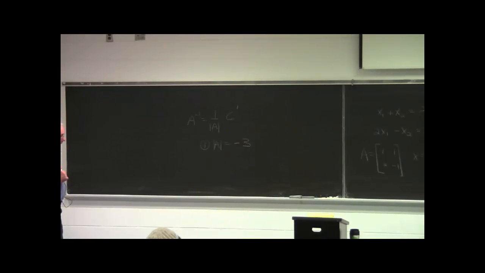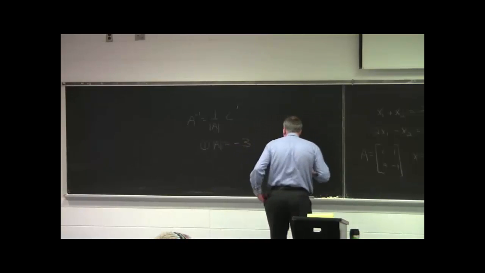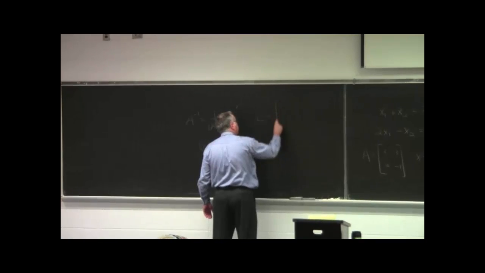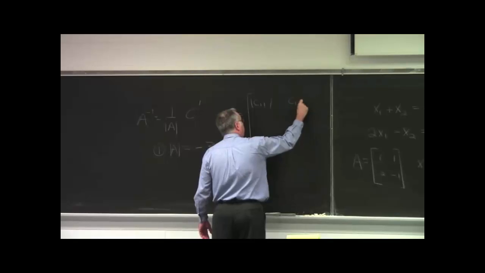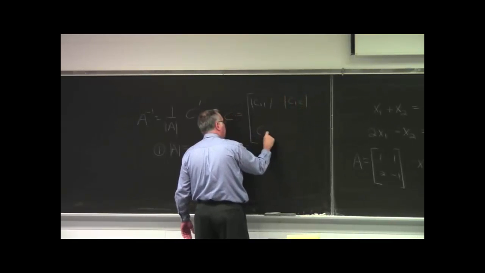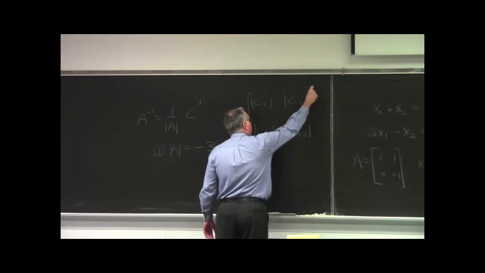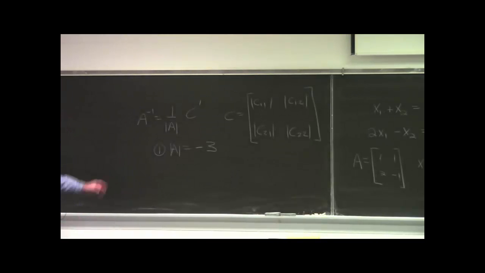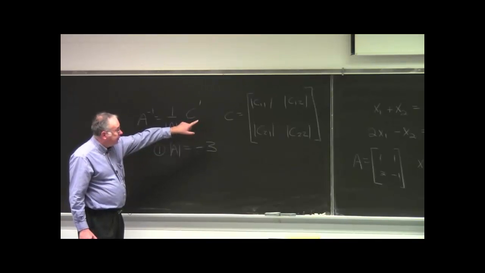All right. The next step is to get the cofactor matrix. This cofactor matrix, matrix C, is just this: C11, C12, C21, C22. That's the cofactor matrix. If we transpose that, then we get what we want. But let's first find the cofactor matrix.